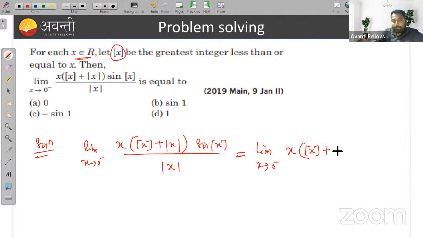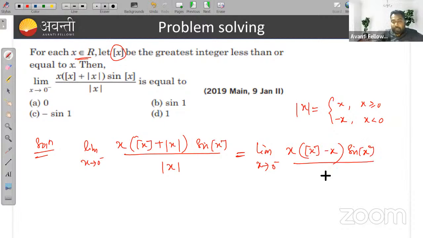So that is, what will this become? x minus mod of x minus x, will it be plus x? When x tends to 0 minus, we know the definition of the modulus function: when x is greater than or equal to 0, then mod x is x, and when x is less than 0, then mod x gives you minus x. Understood? So this actually gives you minus of x into sine of greatest integer of x.